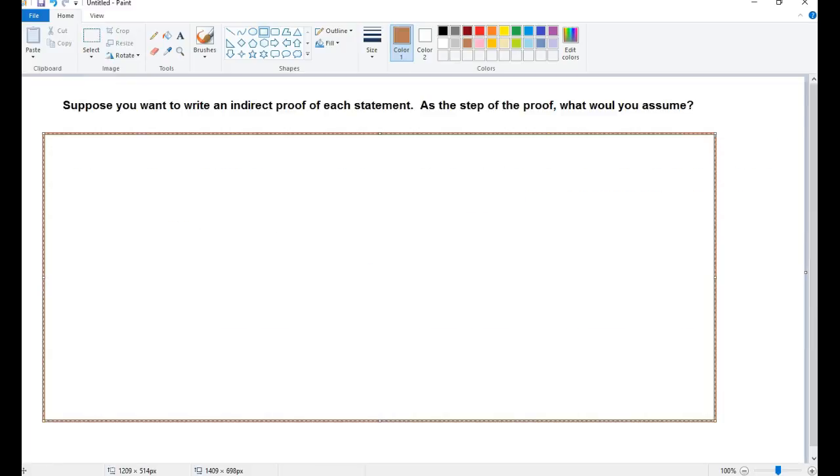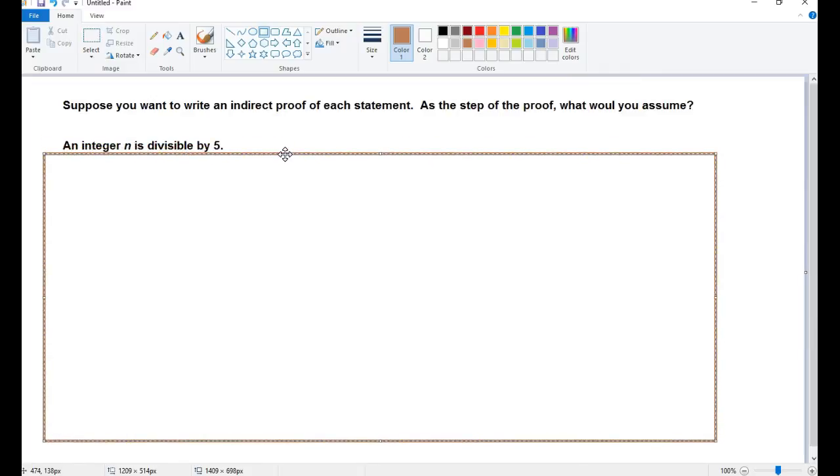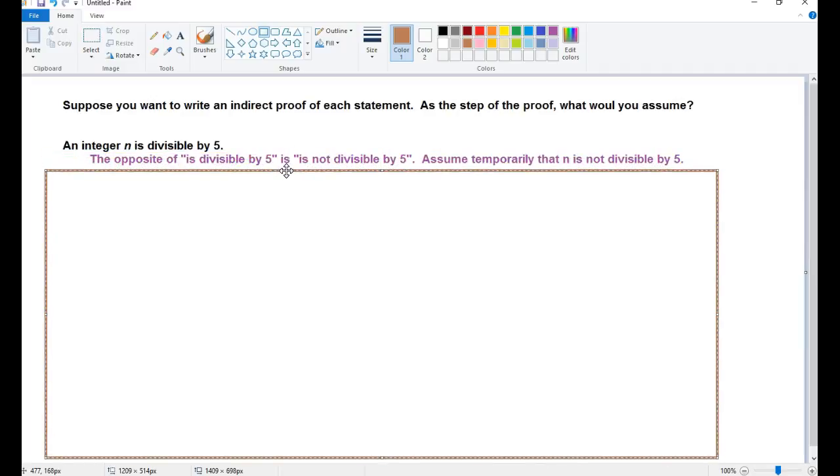For these examples, suppose you want to write an indirect proof of the statement, and we're only going to look at the first step of it. So what would you assume? In the first one, an integer n is divisible by 5. You have to think of the opposite of is divisible. The opposite of is divisible by 5 is not divisible by 5. So you assume temporarily that n is not divisible by 5.